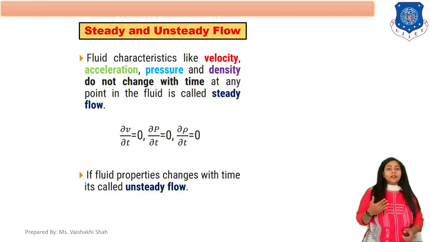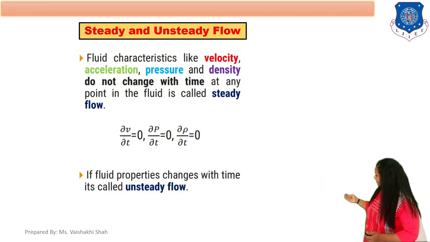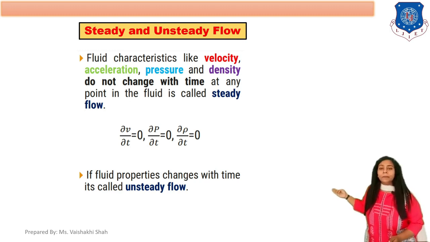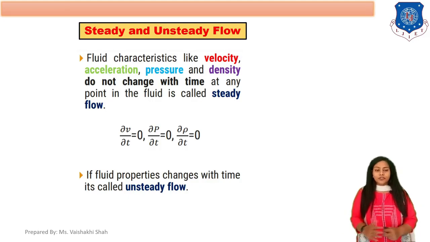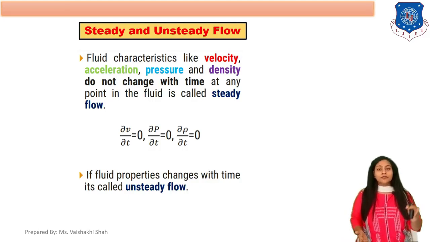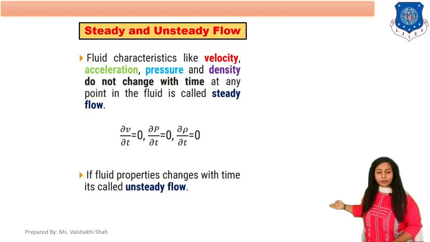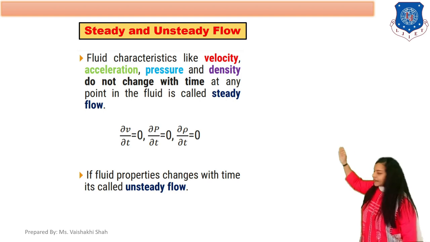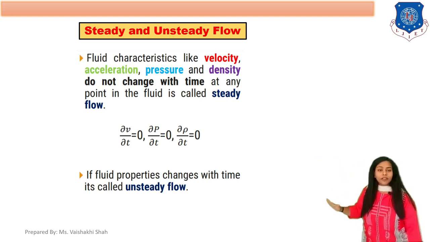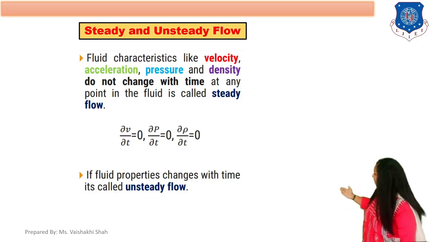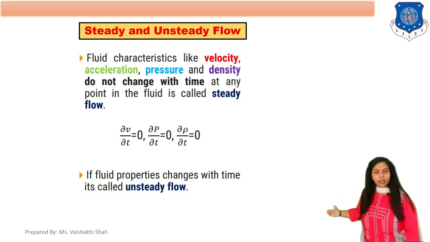Now second is your unsteady flow. If the fluid characteristics change with respect to time, then that flow is called unsteady flow. You can also write down here del V by del T, del P by del T and del rho by del T not equal to 0 for unsteady flow.